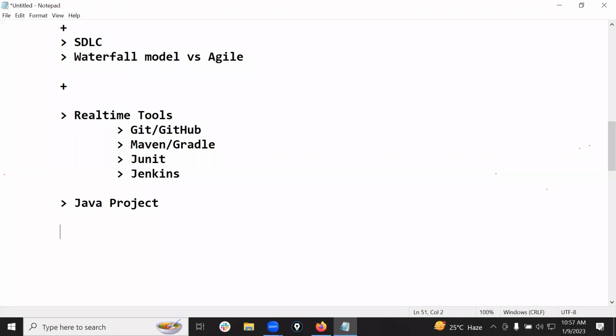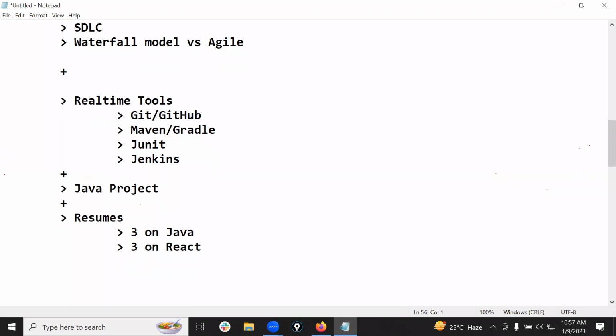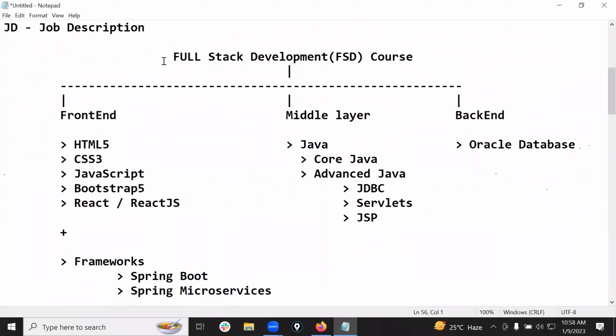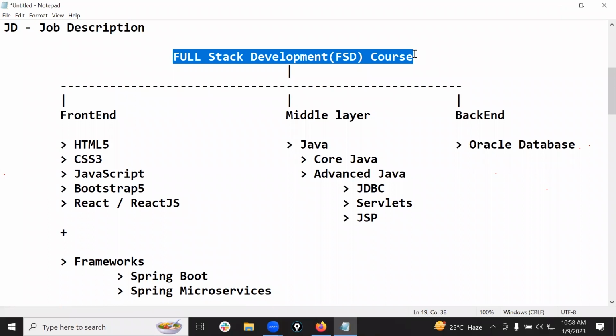And along with this, we are giving you resumes. How many resumes will we give? Three on Java, three on React. Sir, I didn't understand, why are you telling three resumes on Java and three on React? See, remember that point here. The course which I am showing to you is a full stack development course. So if you do this course, you can apply for two positions.